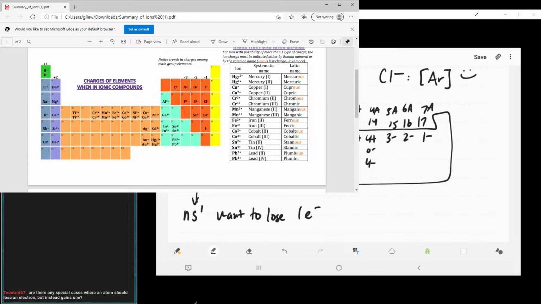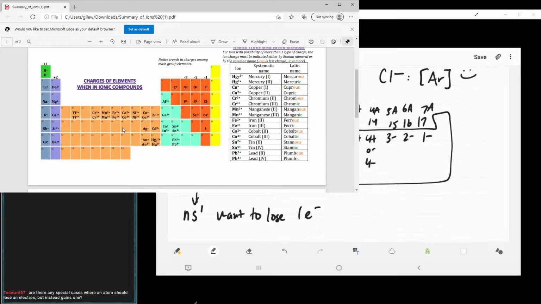So these are patterns that we're going to see, because these all have the same kind of electron configurations, or very similar ones. And so they're going to react very similarly to each other. You're going to see a whole bunch in here.